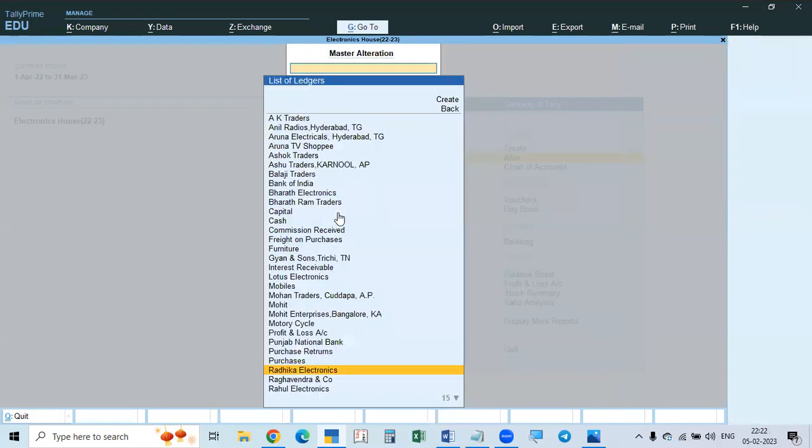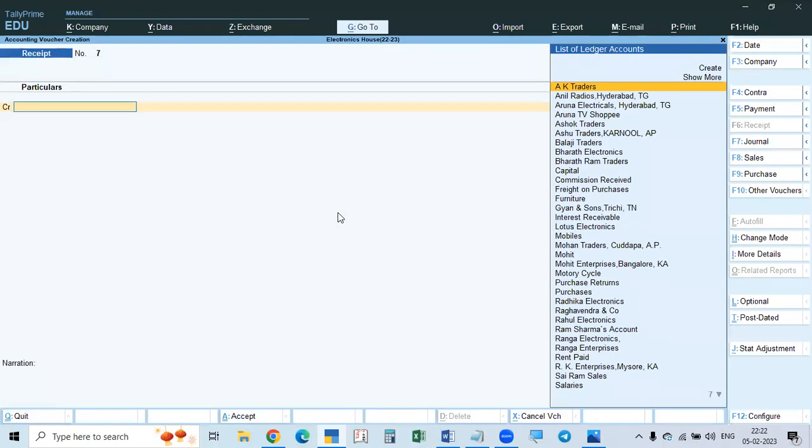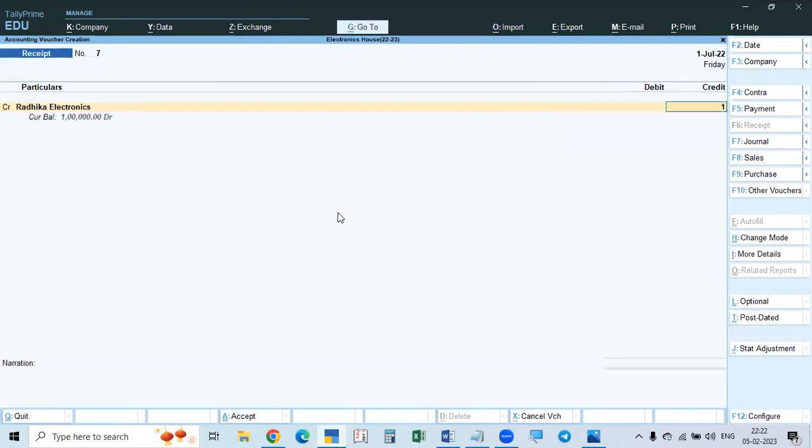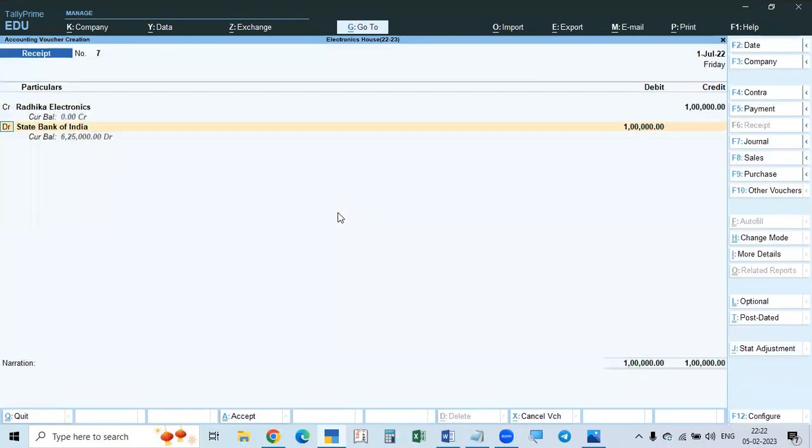So at the time of entries, it was not enabled in the party ledger account also. That is why it will not generate the bill-wise details. It is not generating, which means it is not showing anything. So in that case, what you have to do, for Radhika Electronics 1 lakh, you have to take no against reference. We have to use the 1 lakh on account. And suppose if we receive cash, we will write cash.